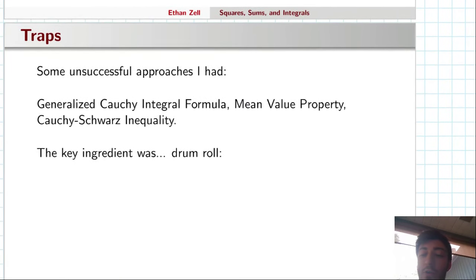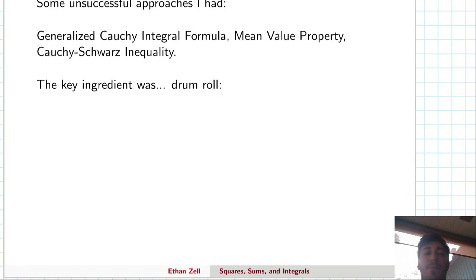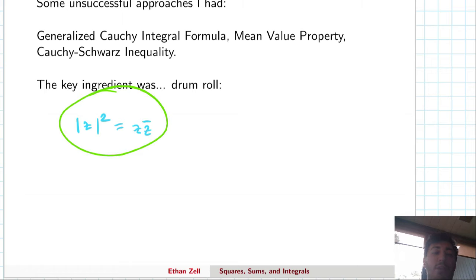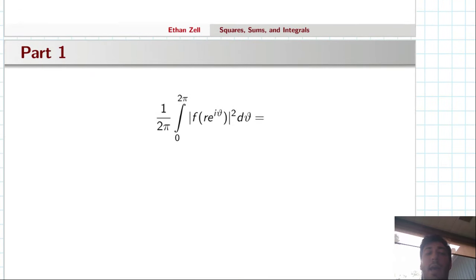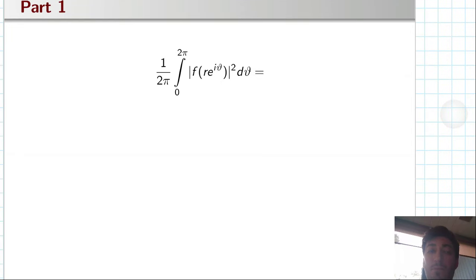So with all those not working, typically it means that there's something even more basic that you're just missing. And in my case, it was that I was missing this simple fact that the modulus squared of a complex number z is equal to z times its complex conjugate. So just this simple fact alone is really basically enough to solve the problem. So let's take a look at part 1 and see kind of what I mean.